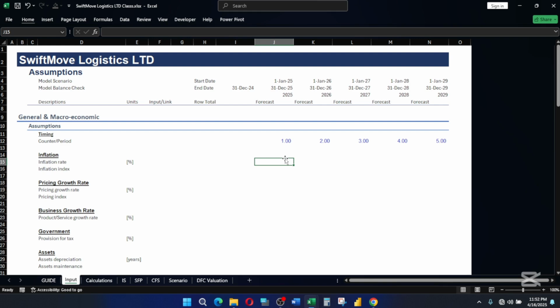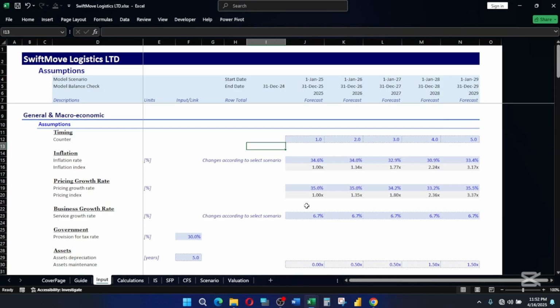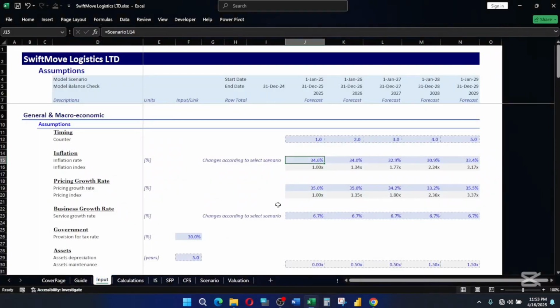So if you look at our model here, the base model I have already built, as at when this model was built, the inflation rate was 34.6%, but currently I think the inflation rate in Nigeria is 24.23%. Yes, this is the current inflation rate in Nigeria now. You can just go to the internet and browse it. So when you get that, what you do next is you come here.